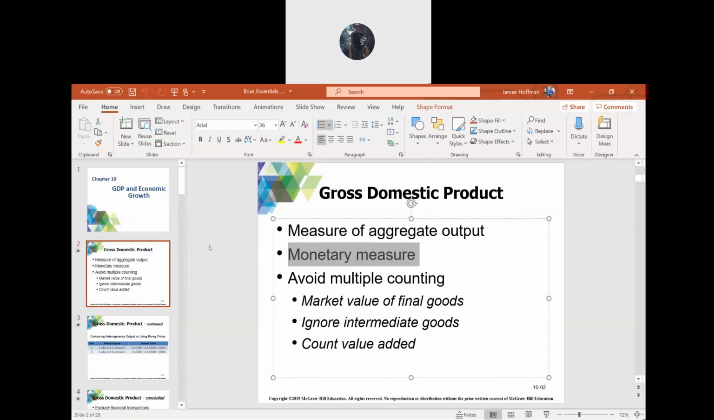Okay, so this is a monetary measure, meaning that if we're looking at U.S. dollars, GDP has to be measured in the U.S. dollar value of that productivity. And we'll talk about how you account for this in a minute, but there's a few things you want to avoid so you don't double count.